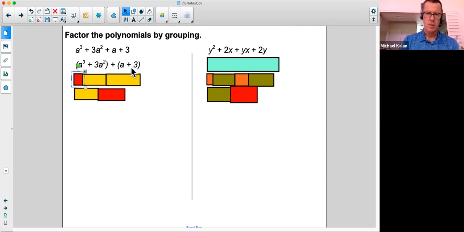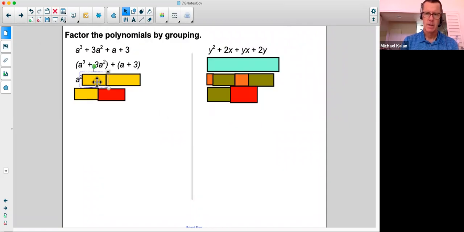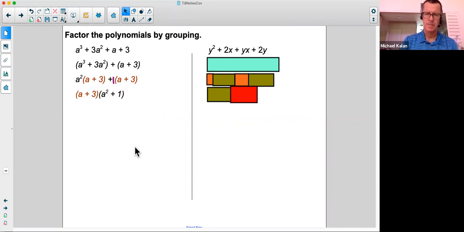So let's do that. Let's take an a squared out, and I'd have an a plus 3 left. Obviously, there's nothing to really factor out of that, or I can think of it as factoring out a 1 if you want to think of it that way. What is the GCF between this blob and this blob? Yeah, a plus 3. And then what's left? A squared plus 1. Can I factor either of those any further? No. Sum of two squares, not factorable. Just a plus 3, can't factor that.